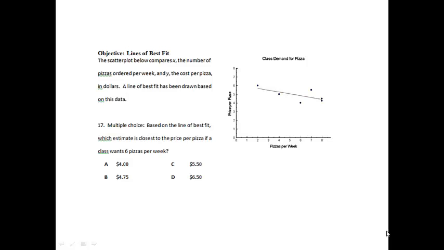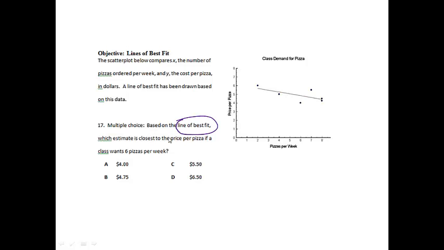Objective is lines of best fit. The scatter plot below compares X, the number of pizzas ordered per week, and Y, the cost per pizza in dollars. A line of best fit has been drawn based on this data. So 17 is a multiple choice question based on the line of best fit. So that's the key thing. It's not based on the data, it's based on the line that was drawn.